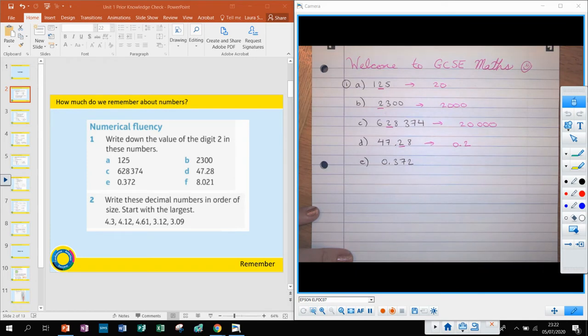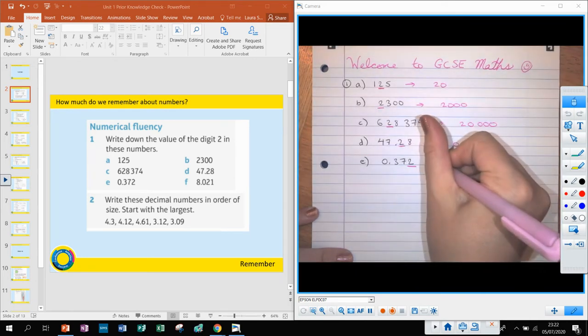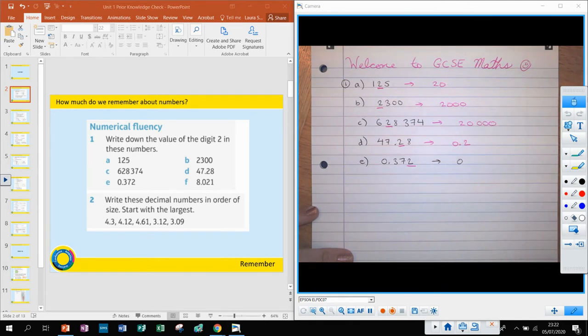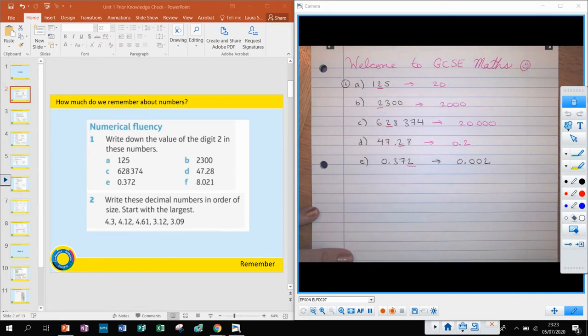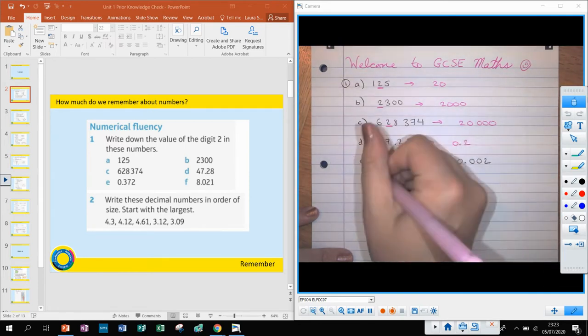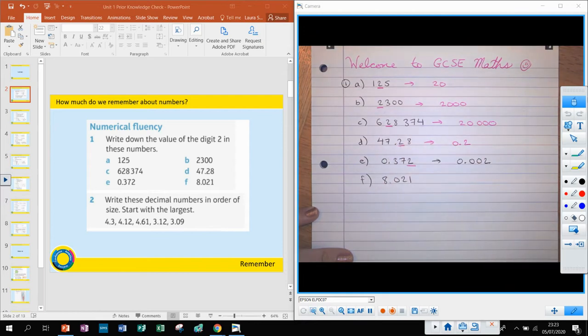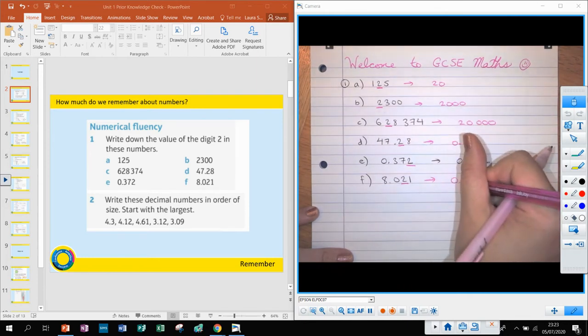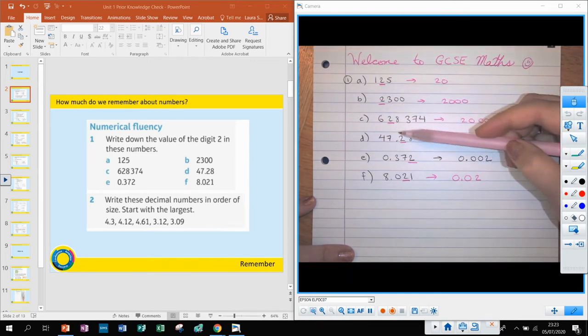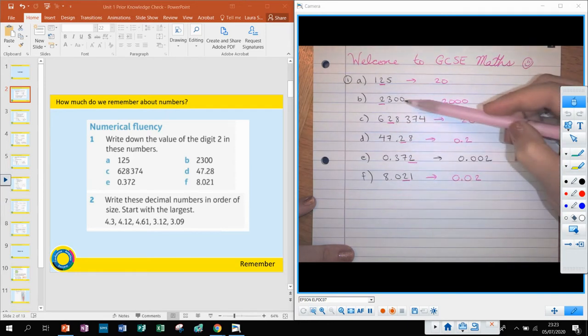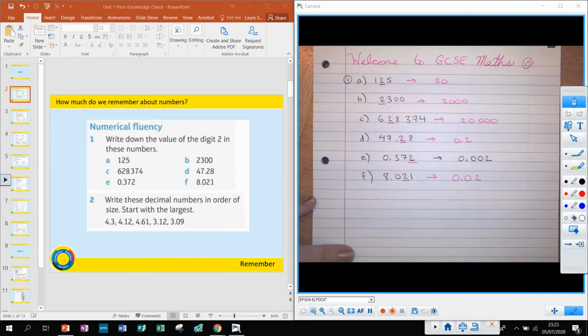Okay. Part E, 0.372. 1, 2, 3 spaces along, that's 2 thousandths. So if we just want the value of that 2, then it's 0.002. Okay, sorry about the color change. And for part F, we have 8.021. Okay, so the 2 is in the hundredths, so we make sure that it's in the hundredths when we write down the value. Okay, so hopefully that makes sense to you. Yes, we want to look at the place value. Where is that 2? Okay, and then using that, we are able to write down the value of just the 2. All right, lovely.